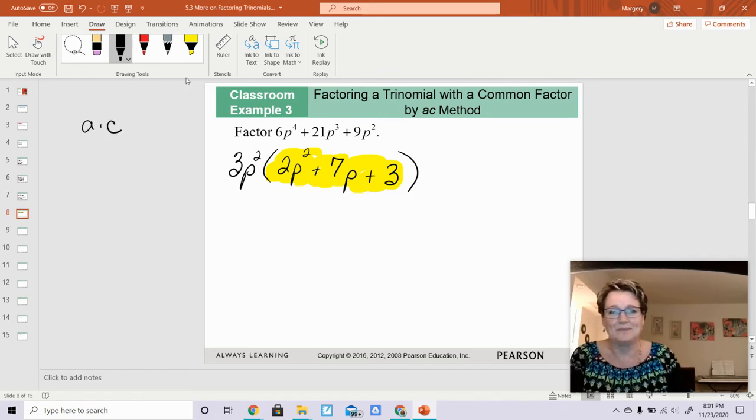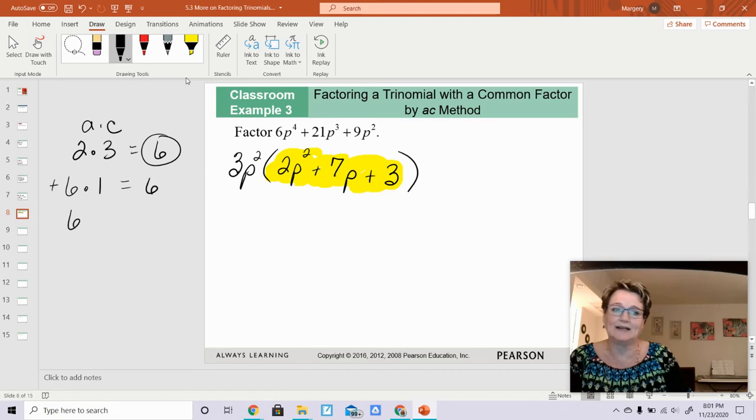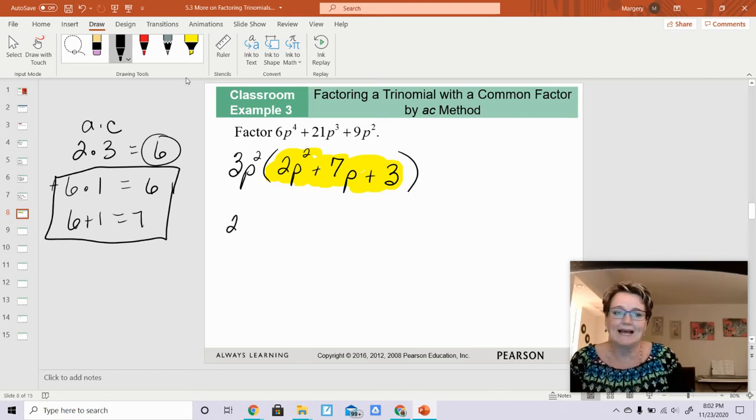So here we go. My A is 2. My C is 3. When you times them together, you get 6. That's your targeted number. I know that a positive 6 times a positive 1 is 6. I know that 6 plus 1 is 7. So I found my 2 factors. I write down the first term. I write down the last term. I put a big plus sign in the middle. So now I get a positive 6p and a positive 1p.